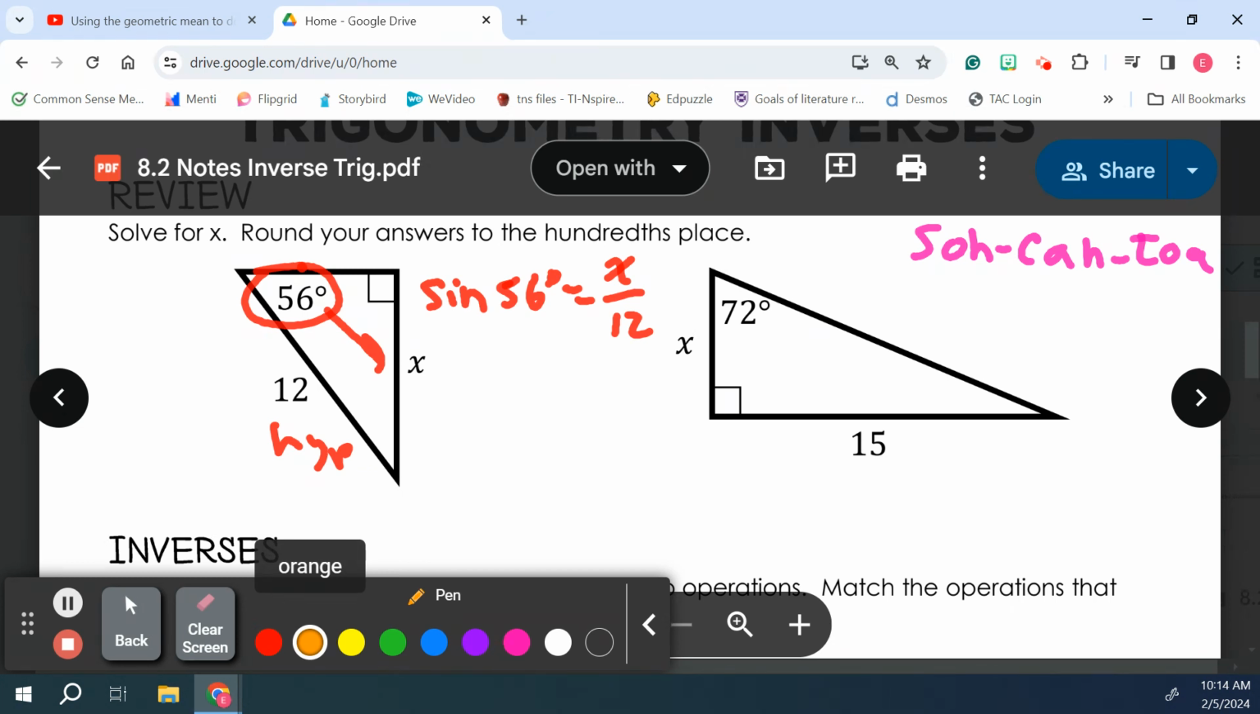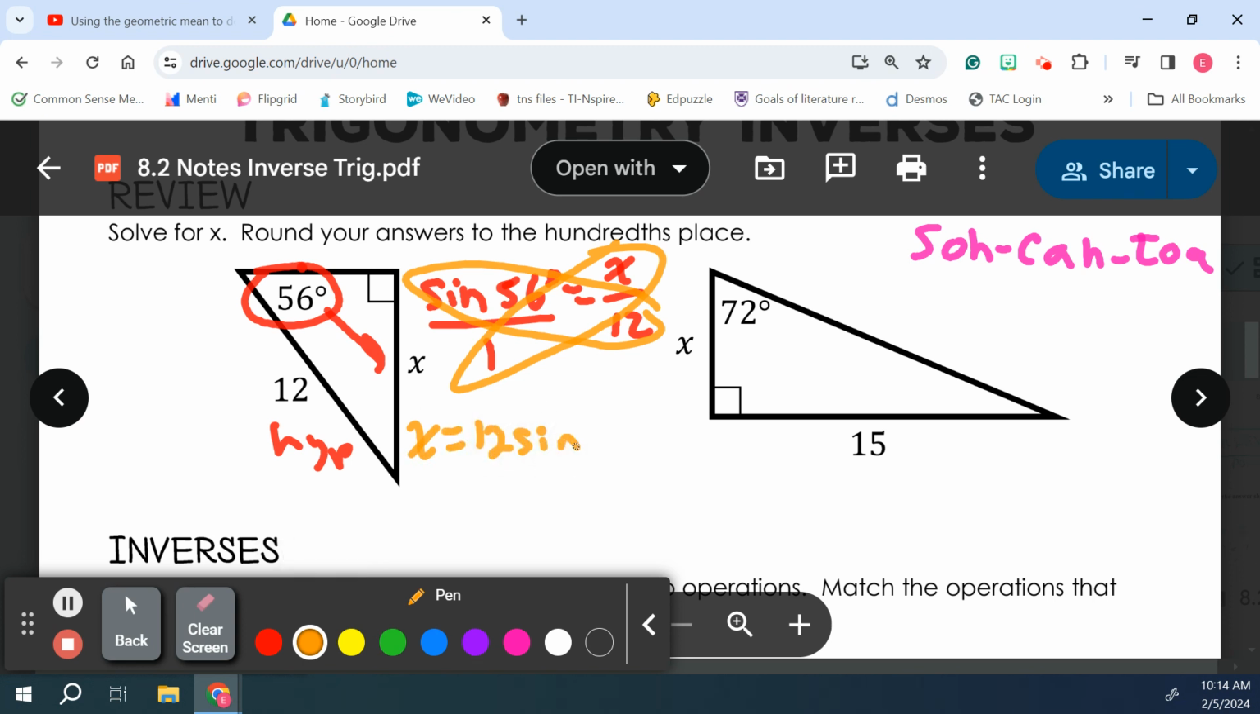In order to get x by itself, what do I have to do to both sides of this equation? Oh, actually, even better. Here, I forgot. You guys can solve it as a proportional relationship. So I'm going to cross multiply this, cross multiply this. So this leaves me with x equals 12 sine of 56 degrees. Now, someone tell me, what is x? 9.95. Very good. It's at hundredths place. Try the second one on your own.